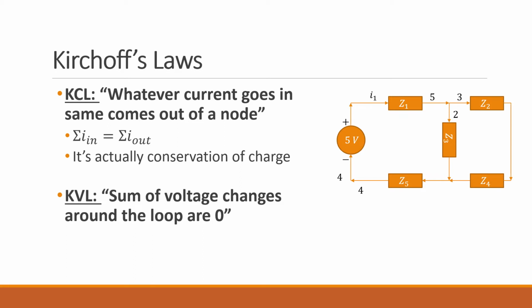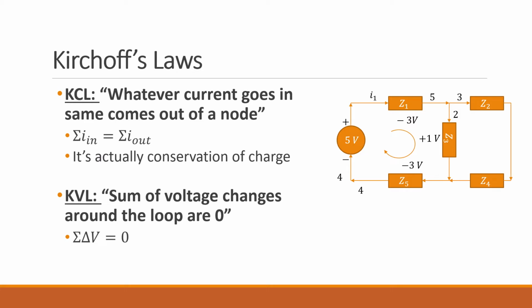Kirchhoff's voltage law is often written as KVL. It says that the sum of voltage changes across a loop in a circuit must add up to 0. So for example, as you move along the loop as shown, let's say you start from the bottom left just below the battery. As you move up along the battery to the top, the voltage changes 5 volts. Let's say that as you move along the element Z1 to the right, the voltage decreased by 3 volts, and as you move along Z3, the voltage increased by 1 volt.